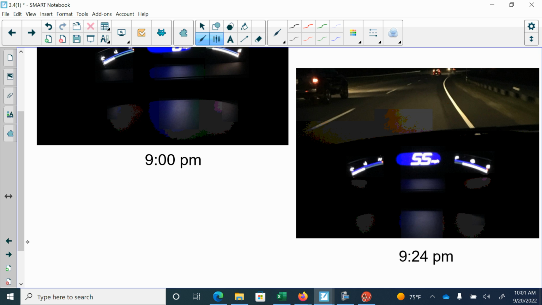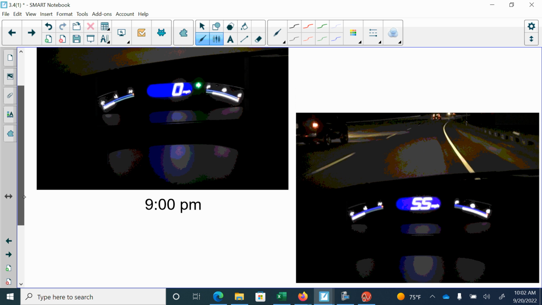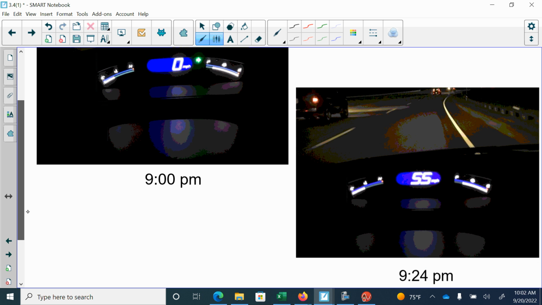Why are you going so slow? Why are you going so slow on the highway? Anyways, I think you were speeding at 45. Okay, but I would not take a picture while I was speeding. So, it's your bad.